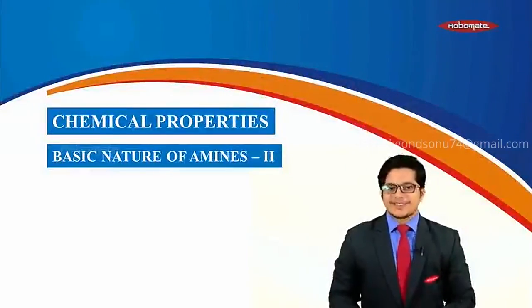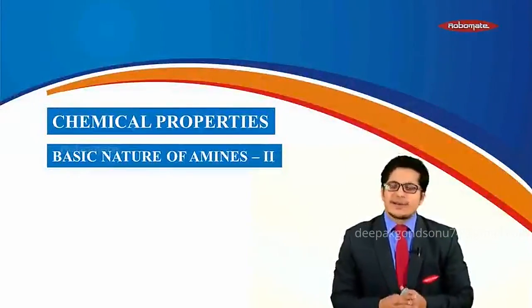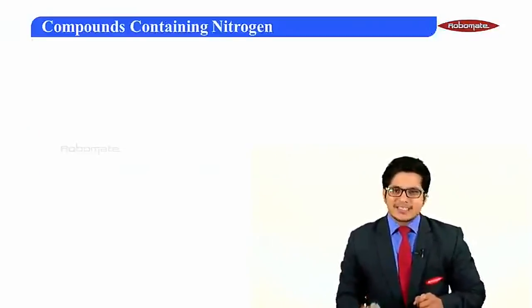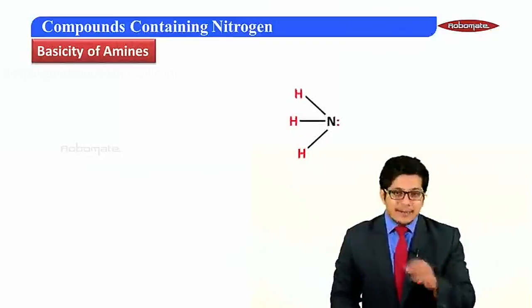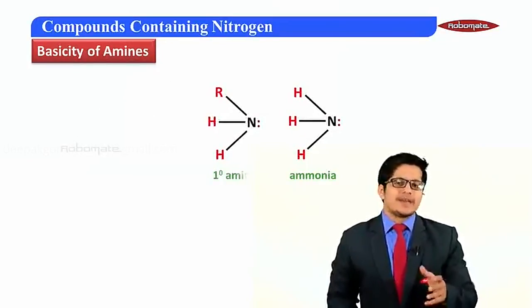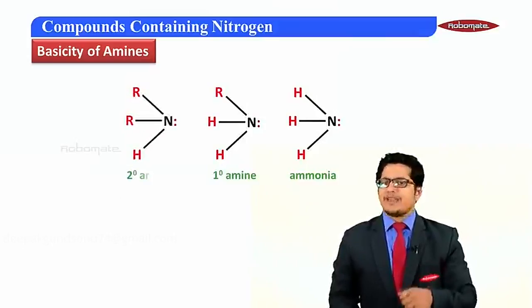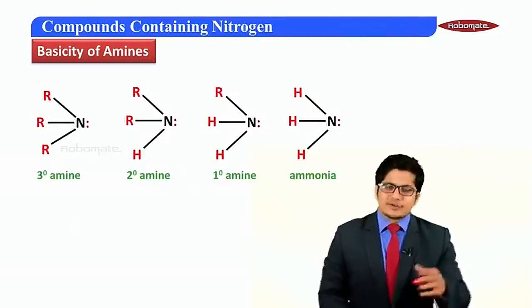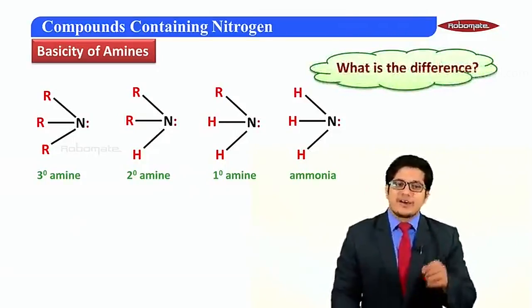Welcome back, students. Now we are going to discuss the basic nature of amines, part 2. Let's start with the first amine compound, that is ammonia. From this ammonia we made a primary amine, next we made a secondary amine, and third we made a tertiary amine. Now students, spot the difference.